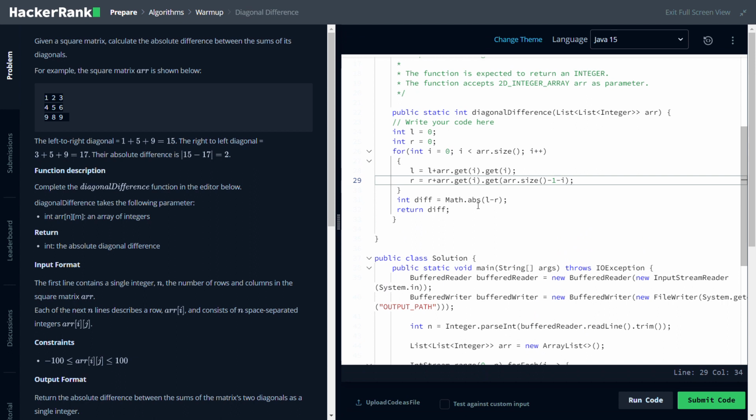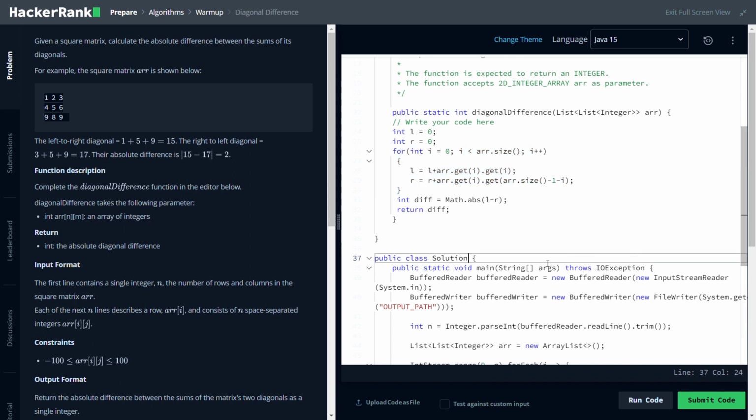So firstly, the function initializes two variables, L and R, to hold the sums of the matrix's left and right diagonals. The for loop iterates over the rows of the matrix using the size method of the list object. For each row, it adds the element at the ith index of that row to L, and the element at the minus i index of that row to R.